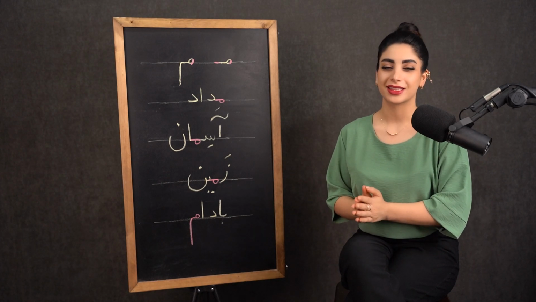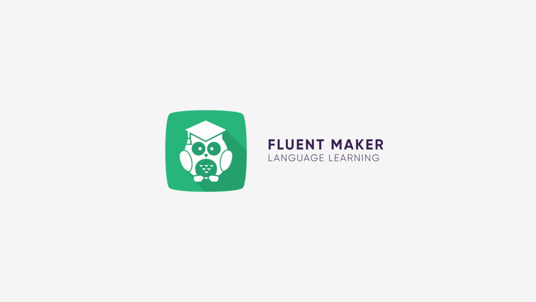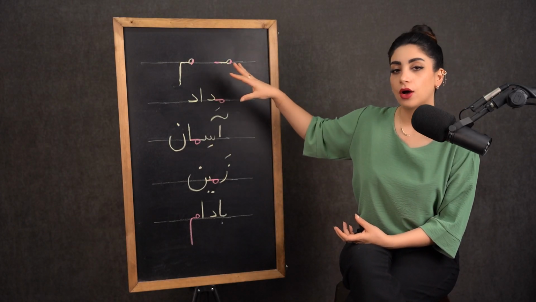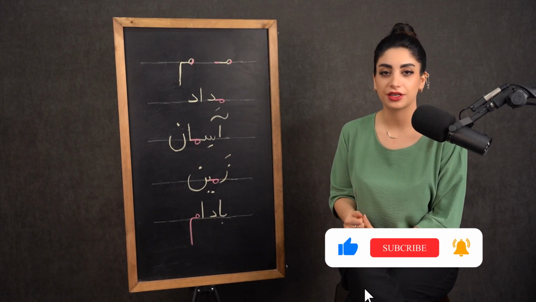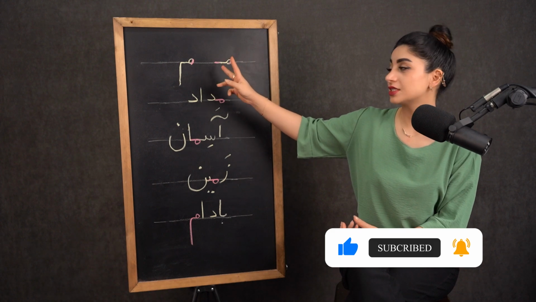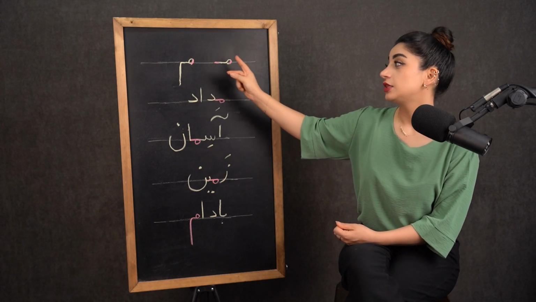Let's talk about me this time. Today, we want to see how me can attach to other letters. You remember that me had two different shapes, lowercase or small and capital.